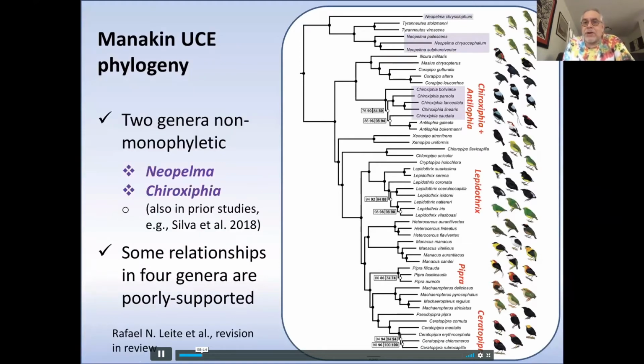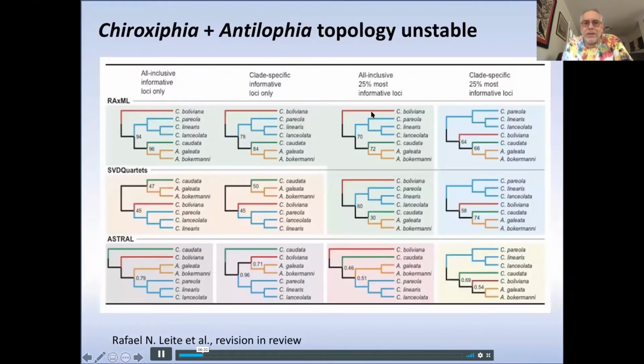2 genera are non-monophyletic. We expected Neopelma up here, and to some degree we expected Charaxipha plus Antilophia. But what I'd like to highlight is Charaxipha plus Antilophia is one of these low support at the base nodes. So what I'm showing here is some work Raphael did to zoom in on Charaxipha plus Antilophia.